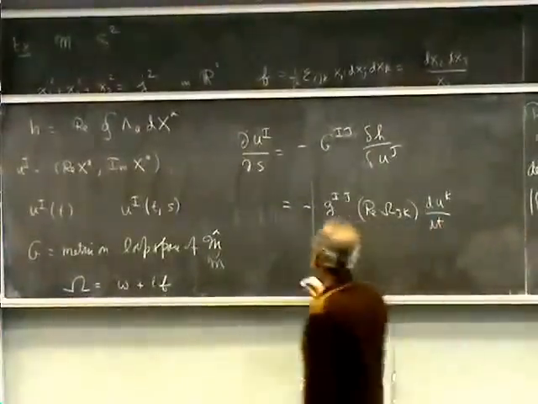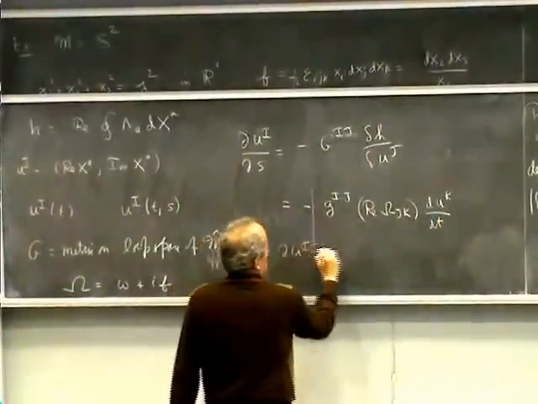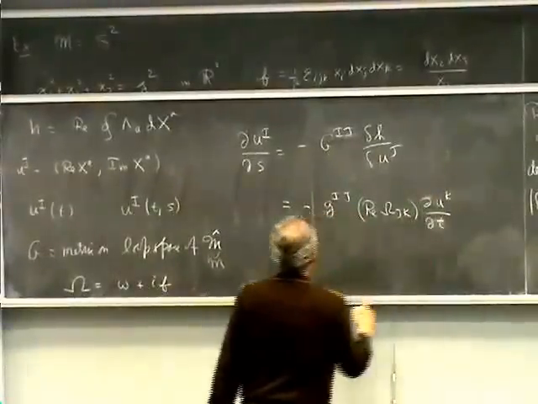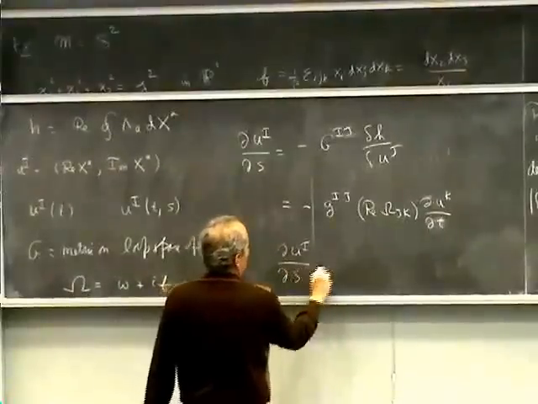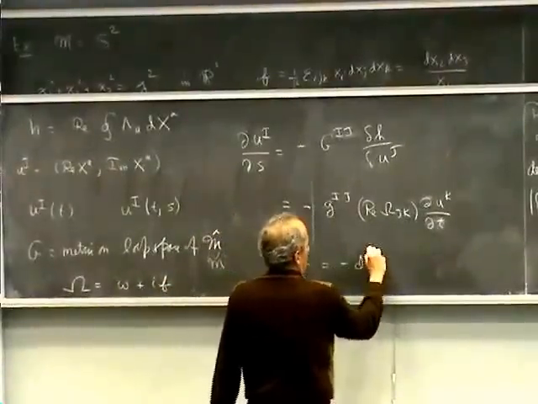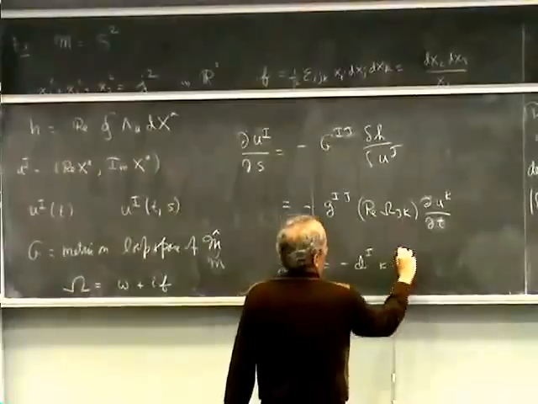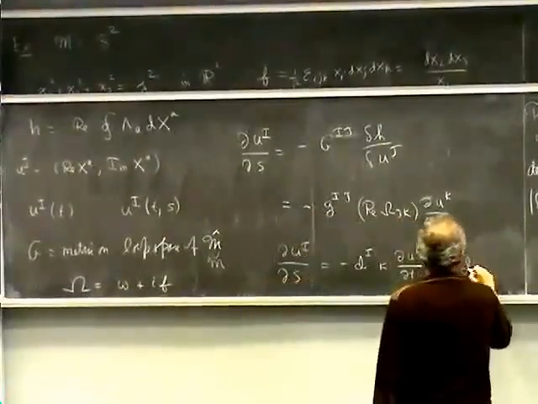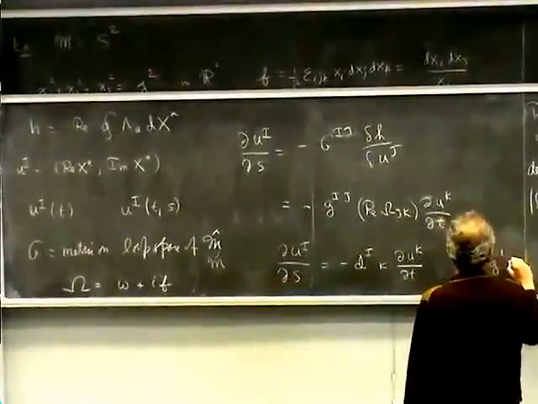So our equation becomes, and since u depends now on two variables, I should write a partial derivative. Our equation has become du ds is minus I, curly I I'll call it, times du dt, where curly I is a matrix which is G inverse times omega.